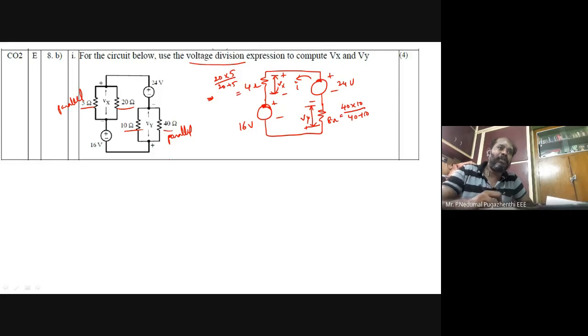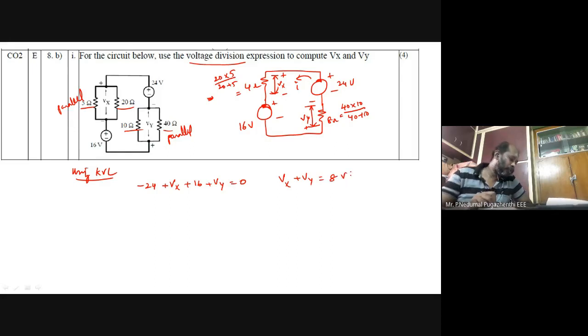So based on that, how can I write it? Write the KVL equation. So using KVL, what can I write? Minus 24 plus Vx plus 16 plus Vy is equal to 0. So these equations give me Vx plus Vy is equal to 8 volt.